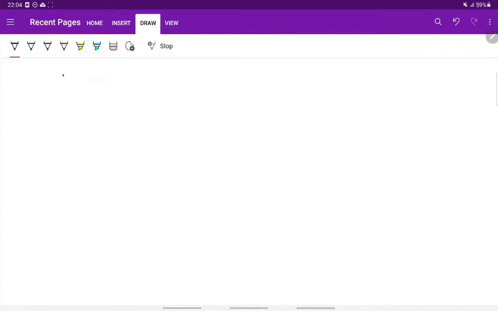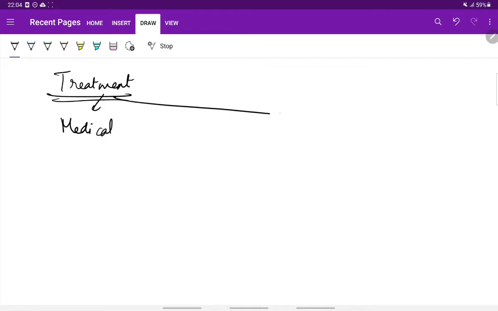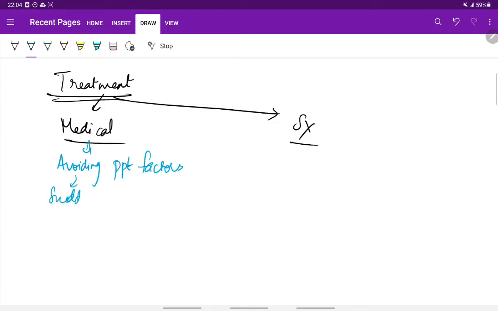Finally, coming to the treatment. Treatment of vasomotor rhinitis, there can be medical treatment as well as surgical treatment. The medical treatment includes avoiding the precipitating factors, like sudden change of temperature, or dust, etc.